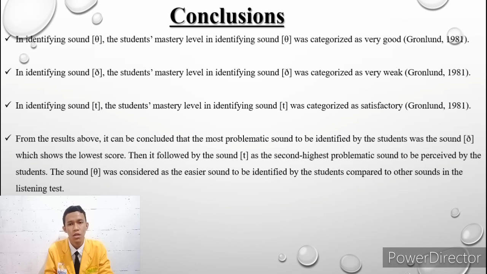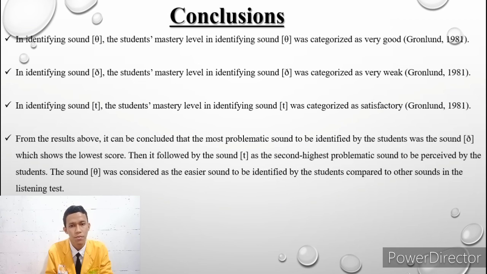And then for the conclusion, based on the research finding in the previous chapter, from the data analysis of both listening and speaking tests, the research found different finding on each sound. In the listening test, the student mastery level in identifying the first sound was categorized as very good. The second sound was categorized as very weak, and the third sound was categorized as satisfactory. From the result above, it can be concluded that the most problematic sound to be identified by the student was the sound which shows the lowest score. Then it was followed by the second sound, and followed by the third sound.